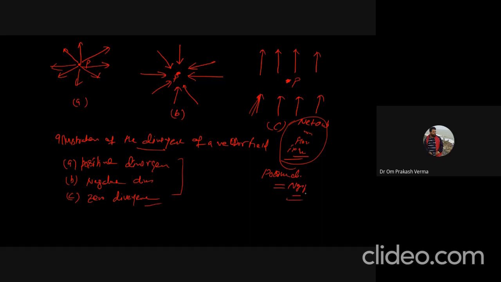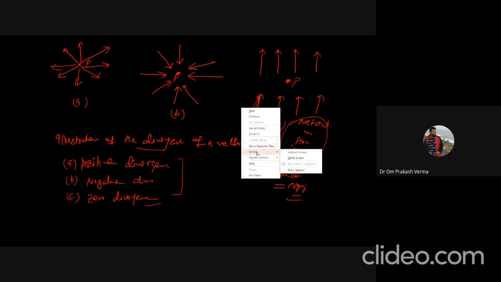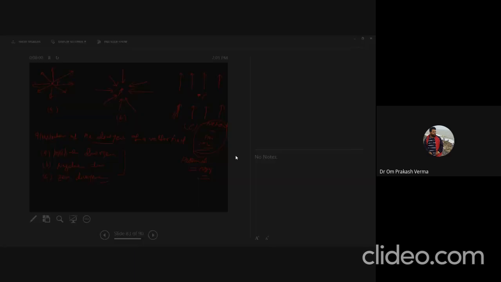So this is the case. Now we are able to understand the meaning of divergence. Now we try to see the mathematics behind the divergence of a vector field, right? So please see here.